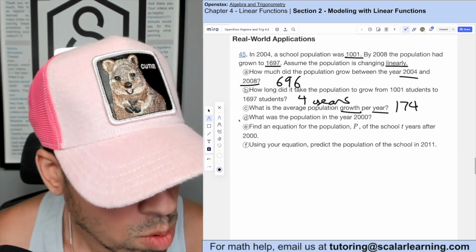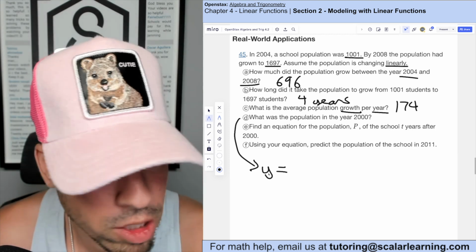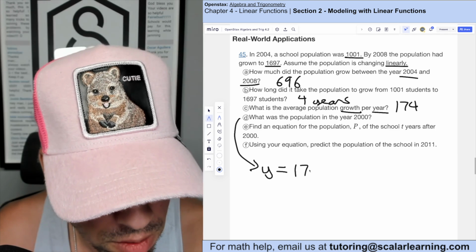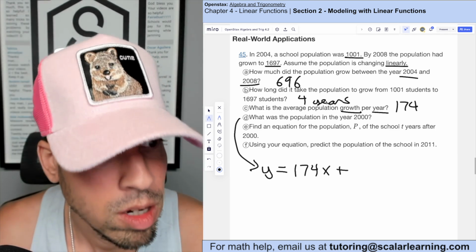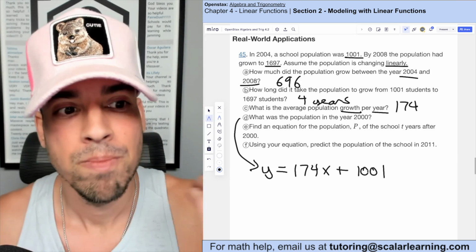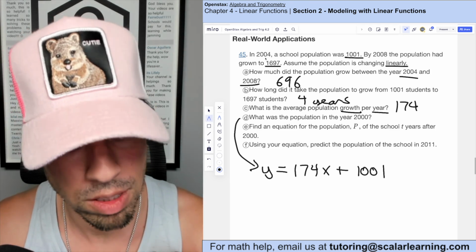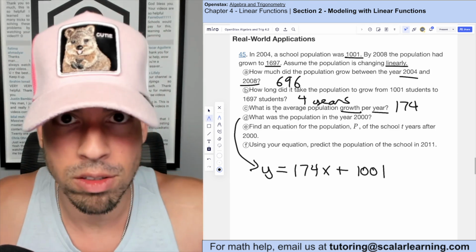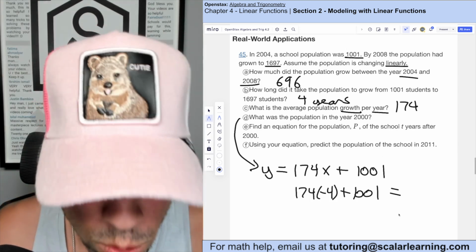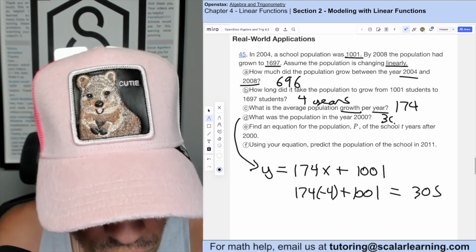Now to answer D, what was the population in the year 2000? Let's create a nice equation first, which would be the population Y is equal to that rate of change, it's growing, or positive 174x, plus what's our times 0? 1,001. And what we have to recognize is times 0 is 2004. So if we're trying to find 2000, okay, that's 4 years prior to 2004, meaning I'd have to plug in -4 for x. And when we evaluate that, we get 305. So 305 is the answer for part D.